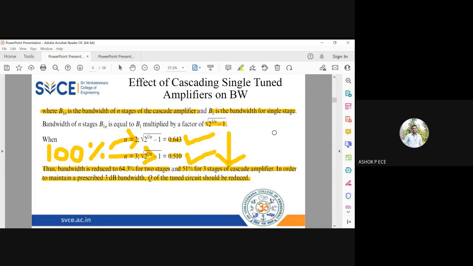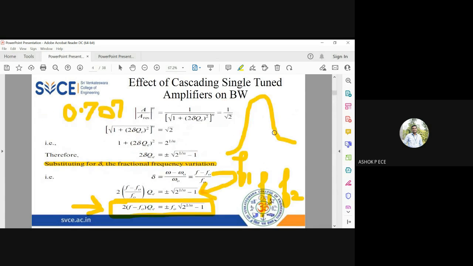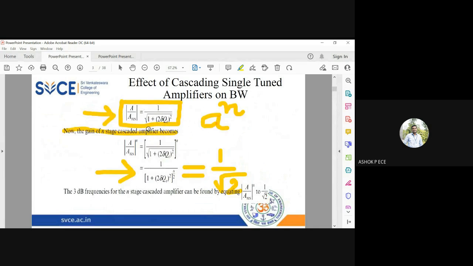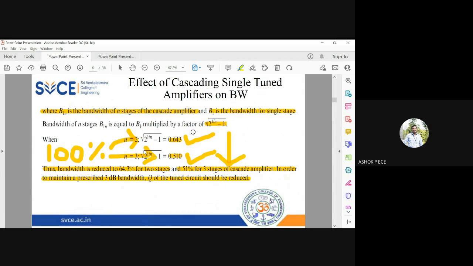Any doubt in this small topic? This is a very small topic which highlights mathematically how much your bandwidth will reduce if you are cascading more single tuned amplifiers for applications. So any doubt or any query you have, you can ask.